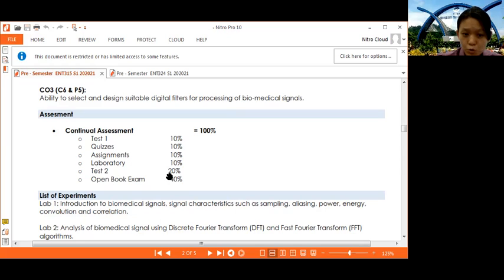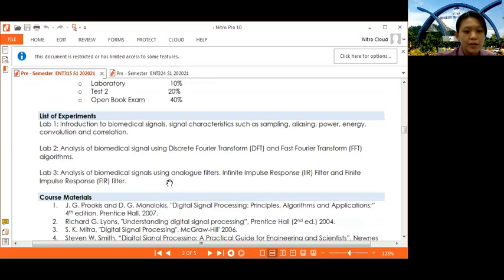And our test 2, 20%. And for our open book exam, 40%. For this subject, we will have 3 labs. The first lab is an introduction to biomedical signal characteristics such as sampling, analyzing, power, energy, conversions, and corrections.